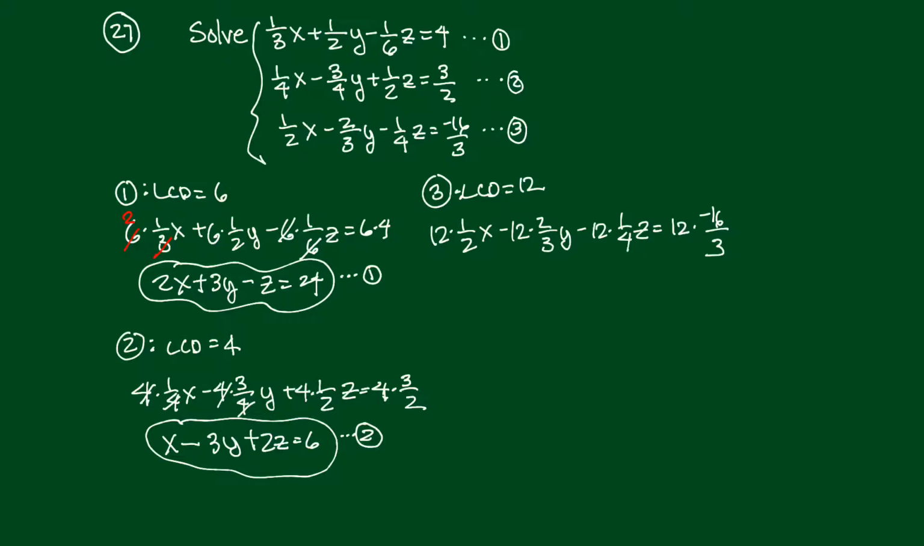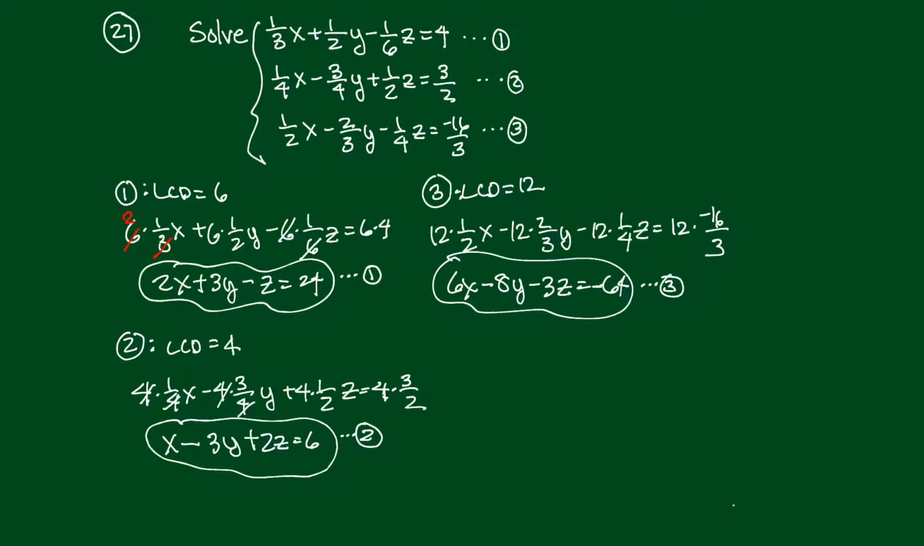Let's divide. So 2 into 12 is 6. 6 times 1 is 6, so we'll get 6x. 3 into 12 is 4. 4 times 2 is 8, so 6x minus 8y. And then 4 into 12 is 3. 3 times 1 is minus 3z, equals, and then 3 into 12 is 4. 4 times negative 16 is negative 64. So negative 64. And there's our equation 3.